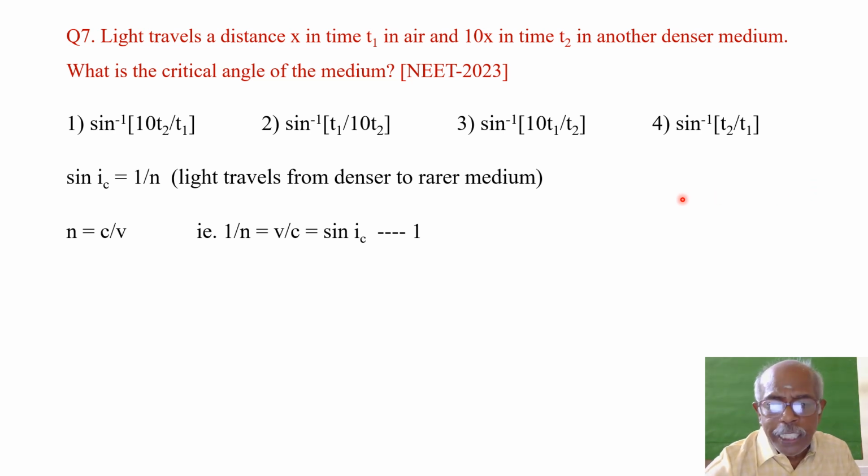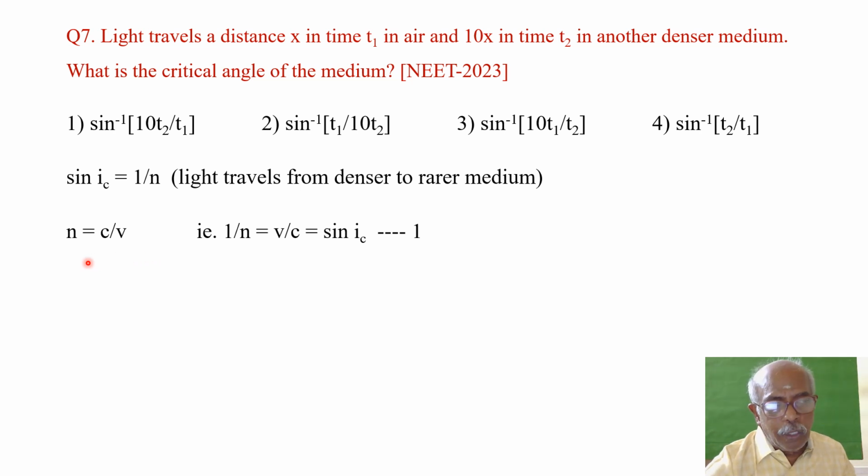So, the critical angle is associated with a concept called total internal reflection. In the case of total internal reflection, light rays travel from a denser medium to a rarer medium. The rarer medium is mostly air. So sin IC is equal to 1 by n, because it moves from denser to rarer medium.